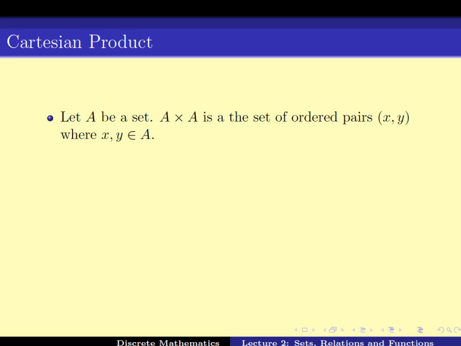Here, ordered pair means that in (x, y), the ordering of x and y matters. So (x, y) is different from (y, x). And here I have given you the definition of A Cartesian A. You can also define the Cartesian product A Cartesian B, where it is the ordered pair (x, y), where x is in the first set A, and y is in the second set B. So similarly, you can define the Cartesian product between any two sets A and B.